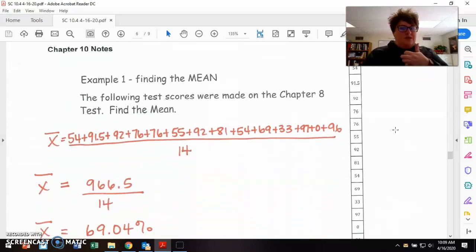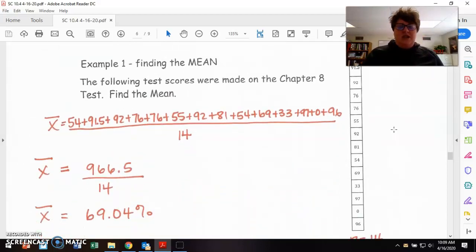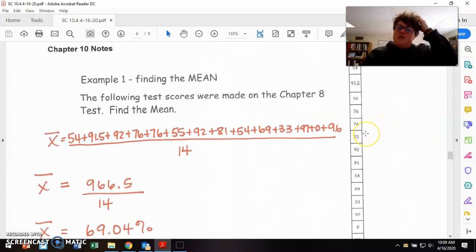Here's an example to find the mean. You're given test scores. These were not this year's test scores on Chapter 8, by the way. This was a previous year, or previous couple of years, but these are the test scores that were on the Chapter 8 test. To find the mean, you want to add up those test scores, and I wrote them out there for you.